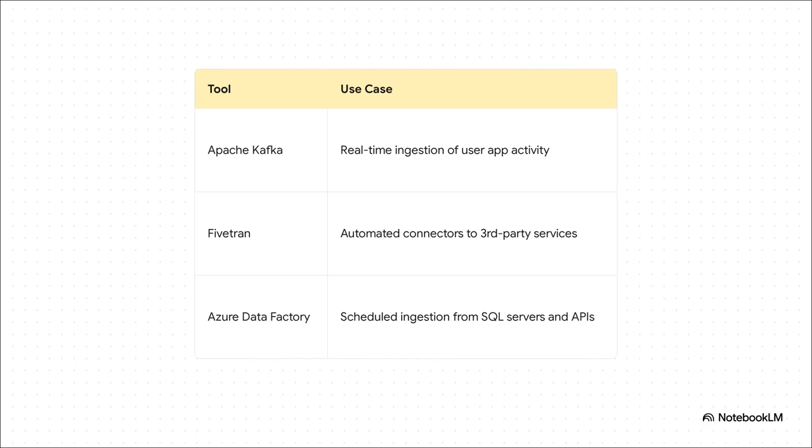Hungry Now uses Apache Kafka to capture every single tap and swipe inside the app in real time, because Kafka is built for that kind of massive, nonstop data fire hose. But for pulling in data from third-party services like Google Analytics, they use Fivetran, which has all these pre-built connectors that make it unbelievably easy. And for those older internal databases, they use something like Azure Data Factory to pull the data on a set schedule. See? Three different needs, three different tools.